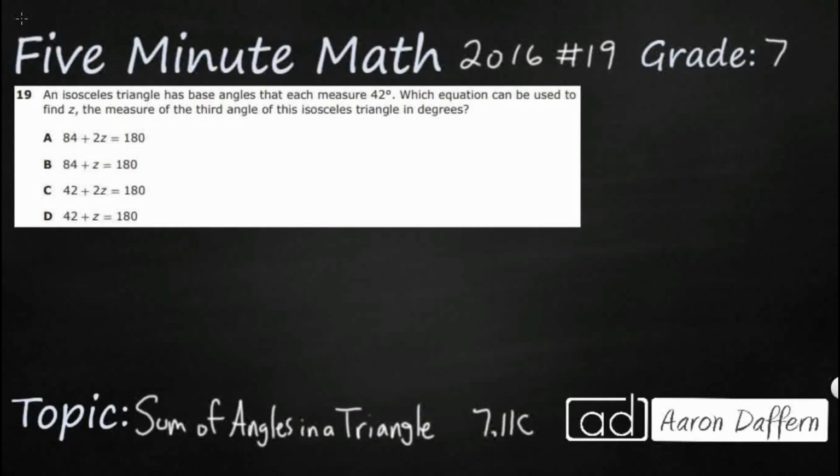Today we are looking at the 7th grade concept of sum of angles in a triangle. This is standard 7.11c in the great state of Texas, and we are using item number 19 off the 2016 released STAAR test. If you have not done so already, please go ahead and take a moment to pause the video, work this problem out on your own, unpause it, and we will look at our answers together.